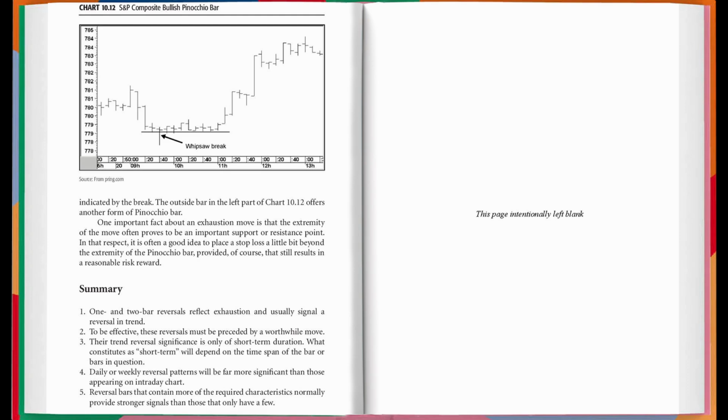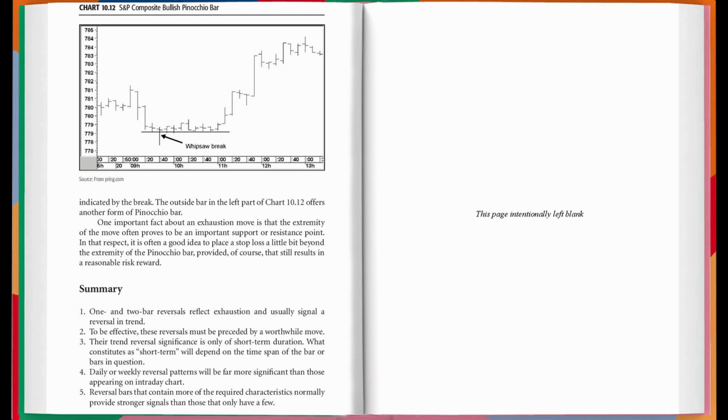One important fact about an exhaustion move is that the extremity of the move often proves to be an important support or resistance point. In that respect, it is often a good idea to place a stop loss a little bit beyond the extremity of the Pinocchio bar, provided, of course, that still results in a reasonable risk-reward.